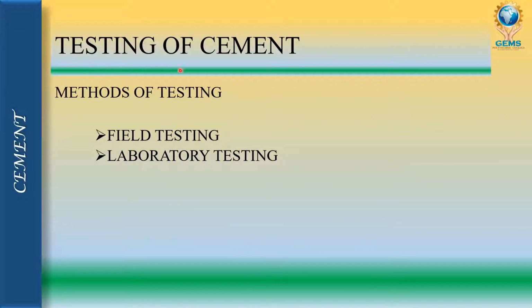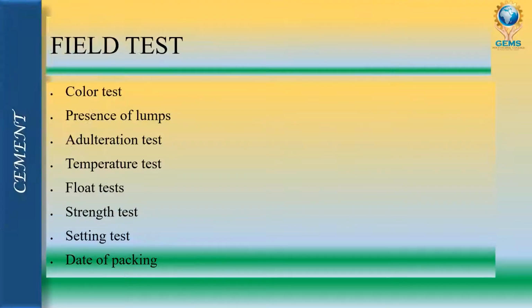Testing of cement. This can be done according to two methods, that is field testing and laboratory testing. Now we will see field testing in detail as well as laboratory test in detail. Field test. Field test is all about the test which is conducted in site or a field by site engineers. Here are some of the tests which are conducted in field.